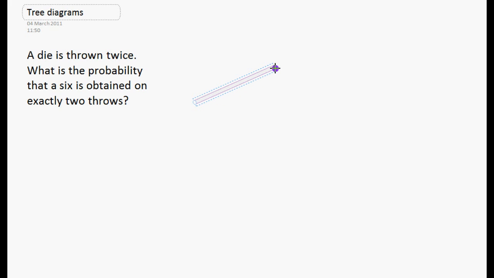So we're going to have this branch, which means we get a 6. And we're going to have another branch, which means we don't get a 6, down here. So here we'll have this as getting a 6 and this one is not getting a 6. Hopefully you remember this notation as being not 6.